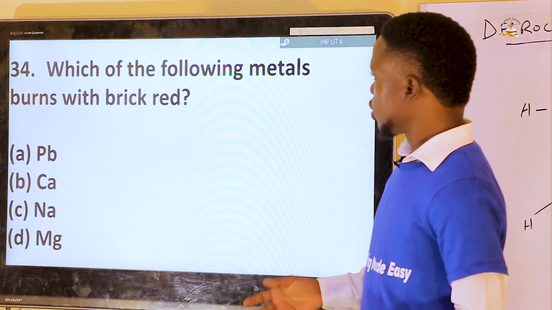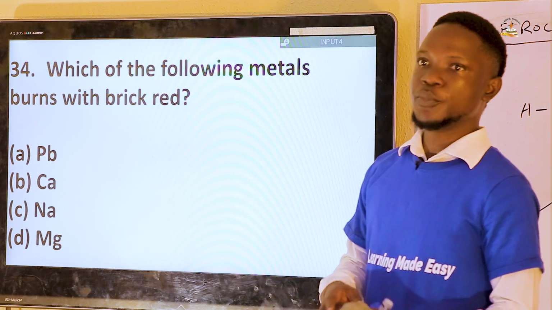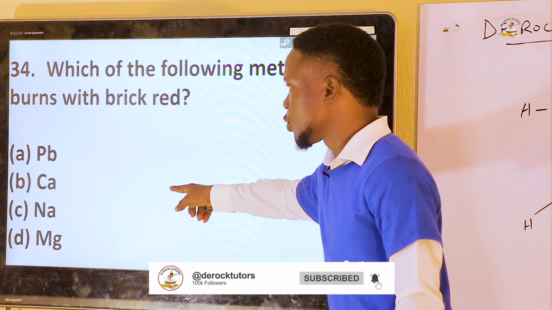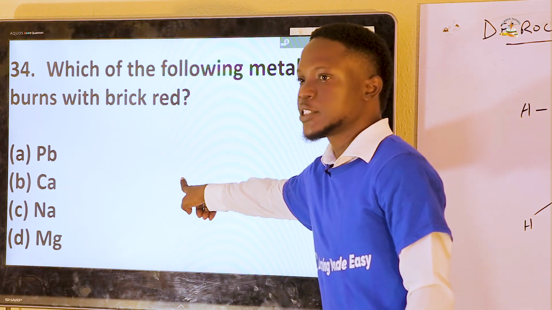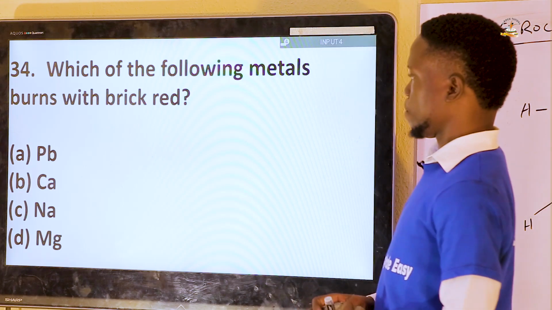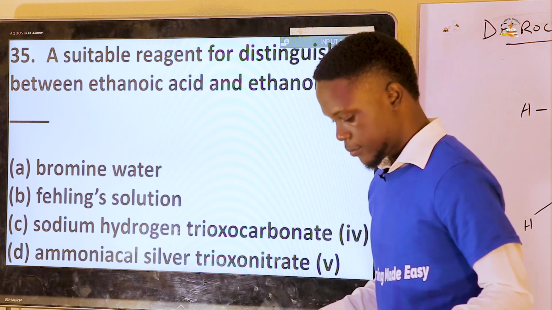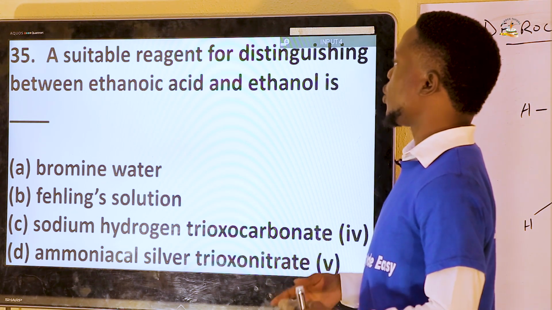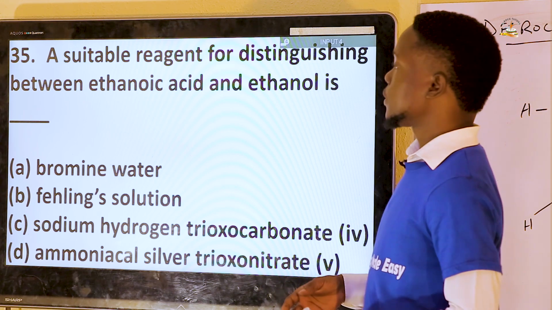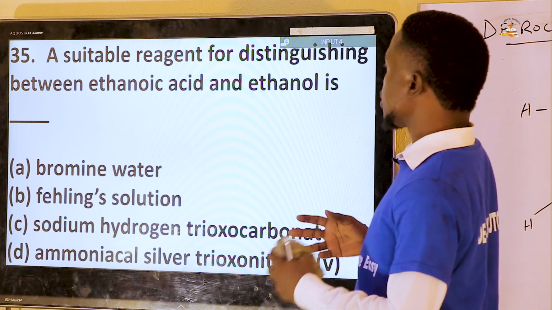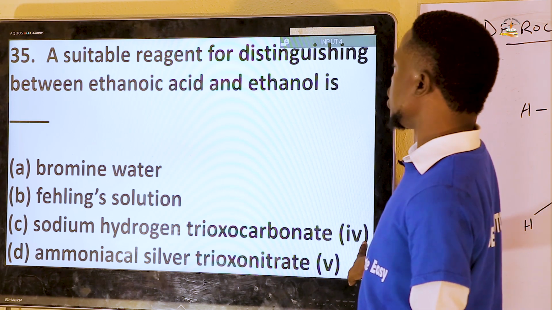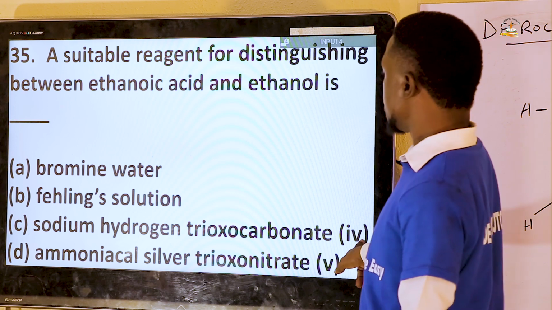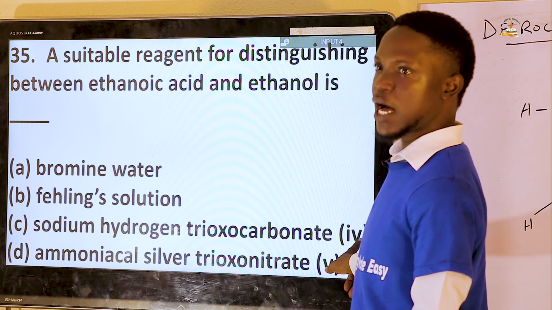34. Which of the following metals burns with brick red? The answer is calcium. Calcium burns with brick red. That is option B. 35. A suitable reagent for distinguishing between ethanoic acid and ethanol is dash. The answer here is sodium hydrogen trioxocarbonate(IV). That is the reagent to distinguish between ethanoic acid and ethanol.